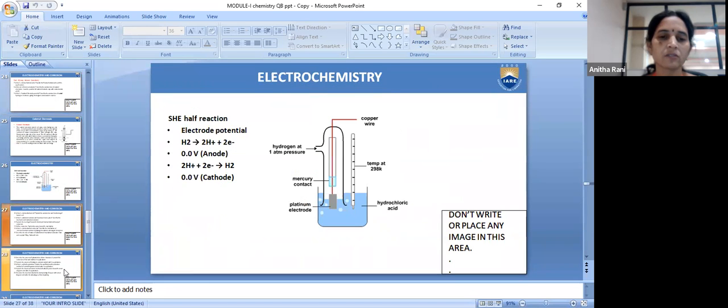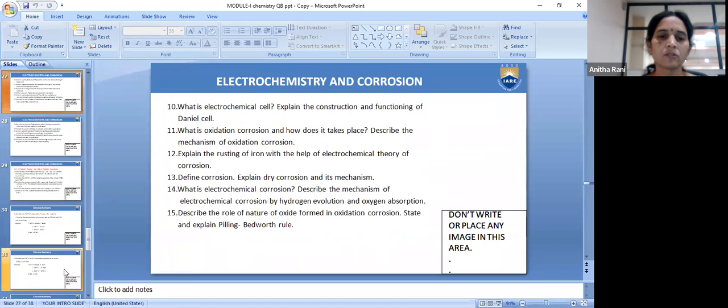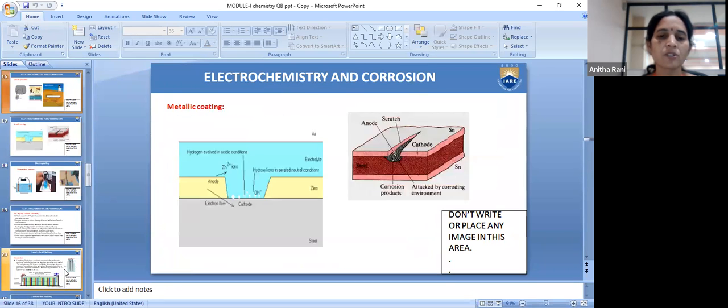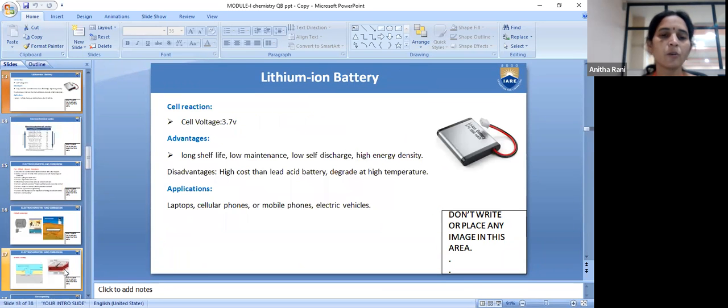It will have low self-discharge and low maintenance. Long shelf life and high energy density. You write these as the advantages. Long shelf life means we can use it for a longer period of time. Low maintenance means we can maintain it easily. Low self-discharge, and high energy density.